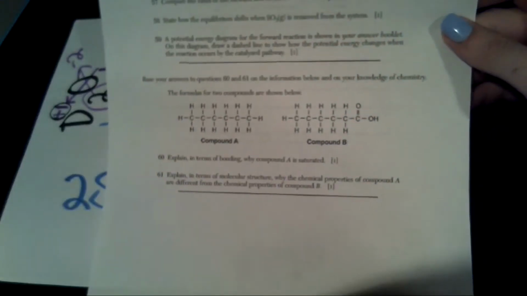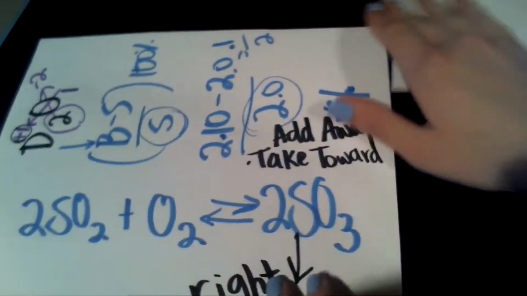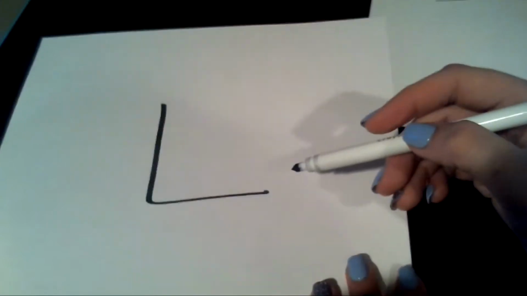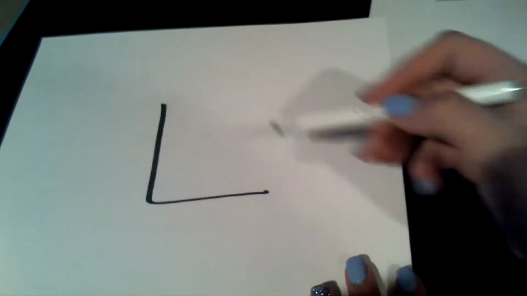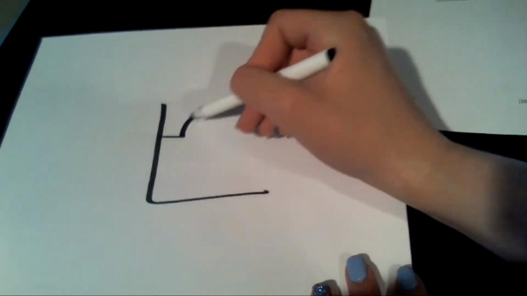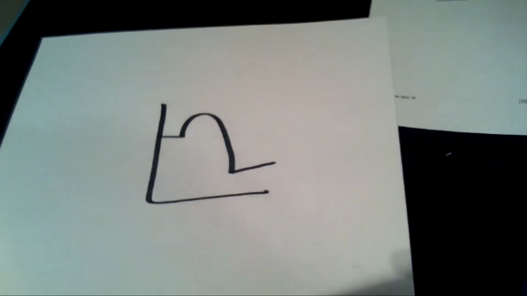Okay, 59. A potential energy diagram for the forward reaction is shown in your booklet. I don't have the booklet in front of me, but I know it would look like this. On this diagram, draw a dashed line to show how the potential energy changes when a reaction is catalyzed.